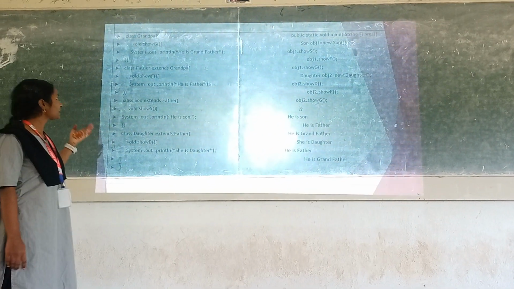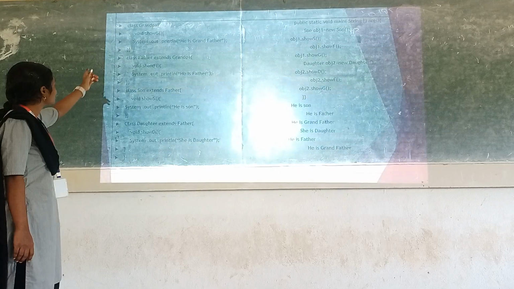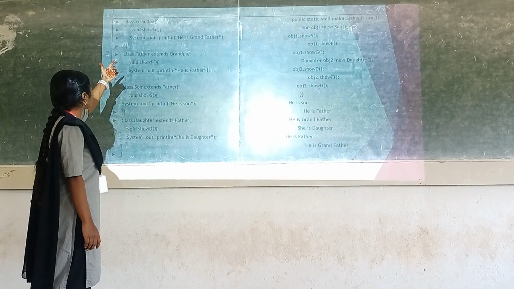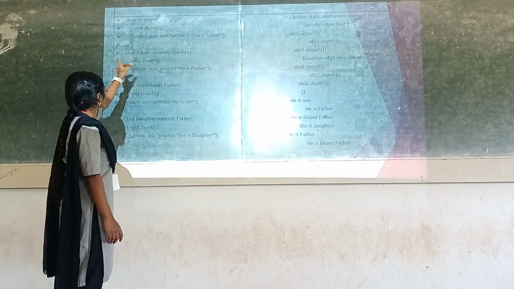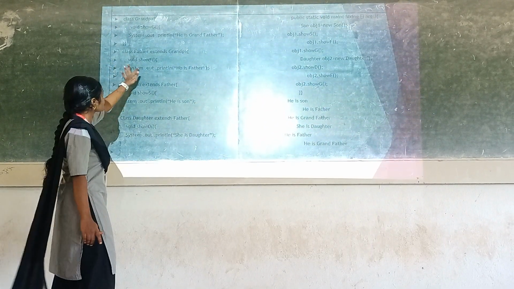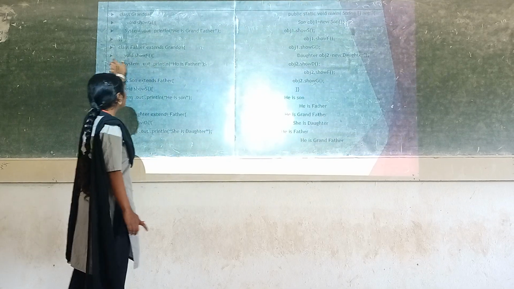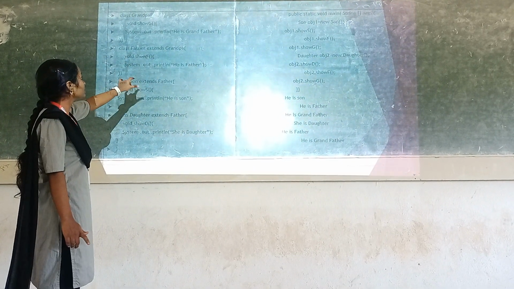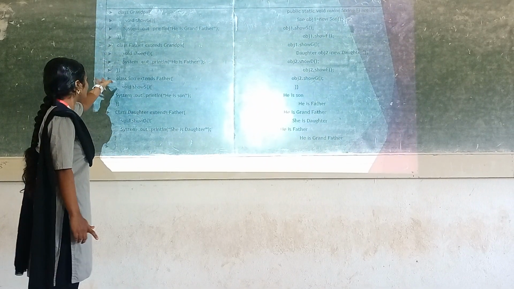Example program for hybrid inheritance: class grandfather. This is a parent class. This class contains a method called showg, which prints "he is a grandfather". Class father extends grandfather. That means father inherits the properties of grandfather. The object of this father class can access the properties, which means methods, of the grandfather class.